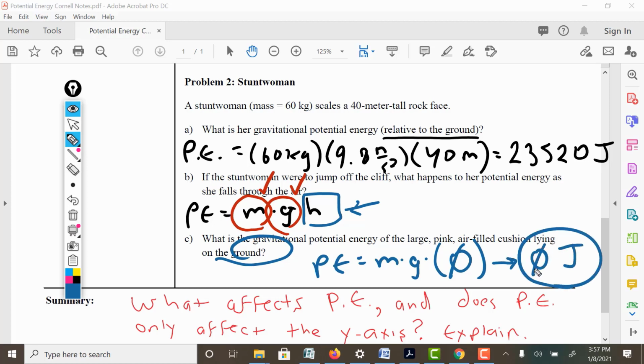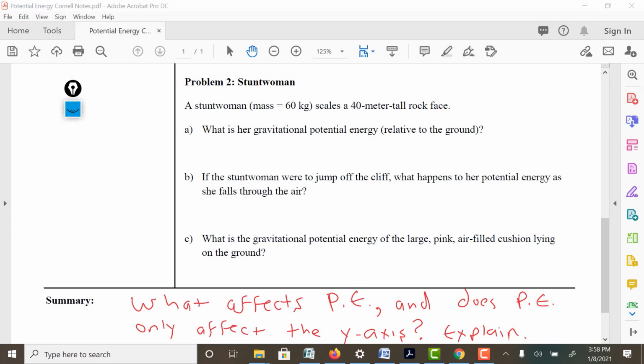So if the ground is what you're relating everything to, and an object is on the ground, then the potential energy is 0. Now the question becomes, what happens to all this potential energy? Where does it go? What does it become? For your summary, what affects potential energy, and does potential energy only affect the y-axis? Explain. Goodbye.